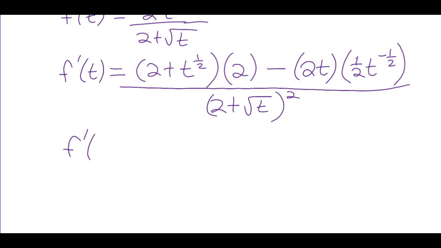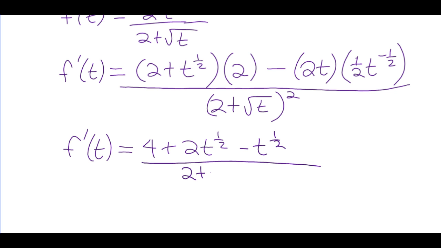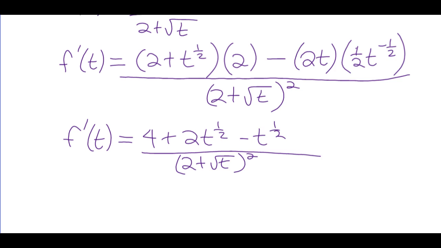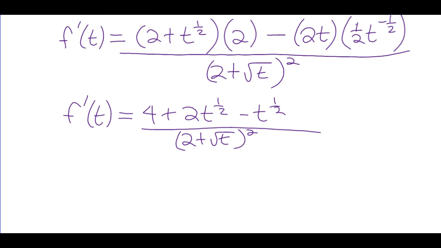Okay, so f prime of t, so we got 4 plus 2t to the half minus 1t to the half over 2 plus root t squared. Okay, so let's just take a look, make sure I didn't make any mistakes. We want this to be clean, for whoever happens to be looking at it. So what do we got? 4.